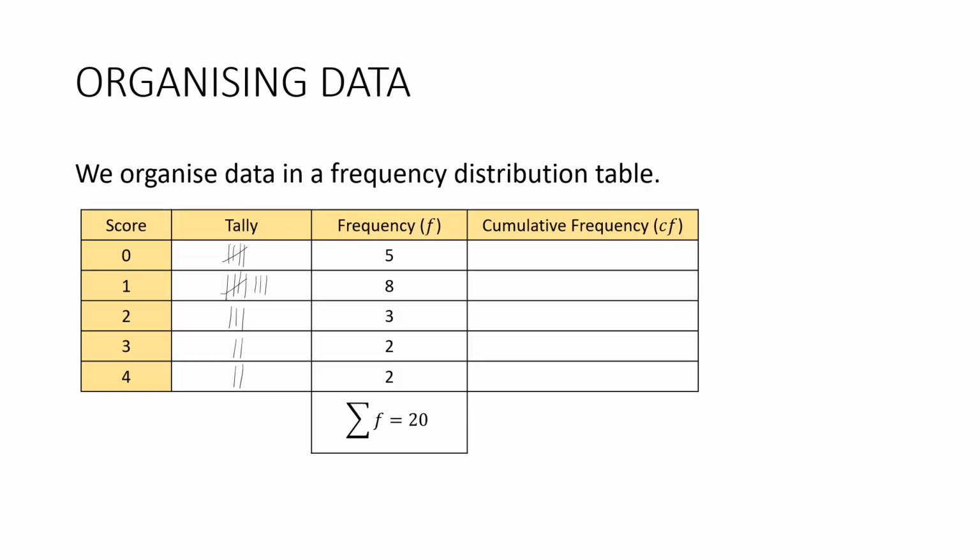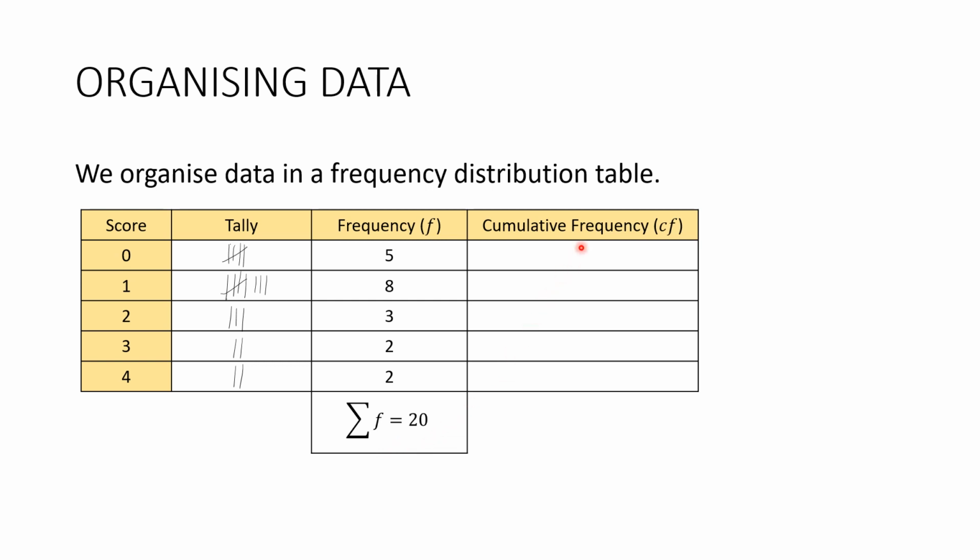And when we organise data, we do so in a frequency distribution table. And you've been doing this for a while now. You have your score or your X value here. We can take a tally if we want to. And frequency means how often does it occur. So there are 5 zeros and 8 ones, 3 twos, 2 threes, and 2 fours. And this means the sum of the frequency columns. So there are 20 scores altogether.